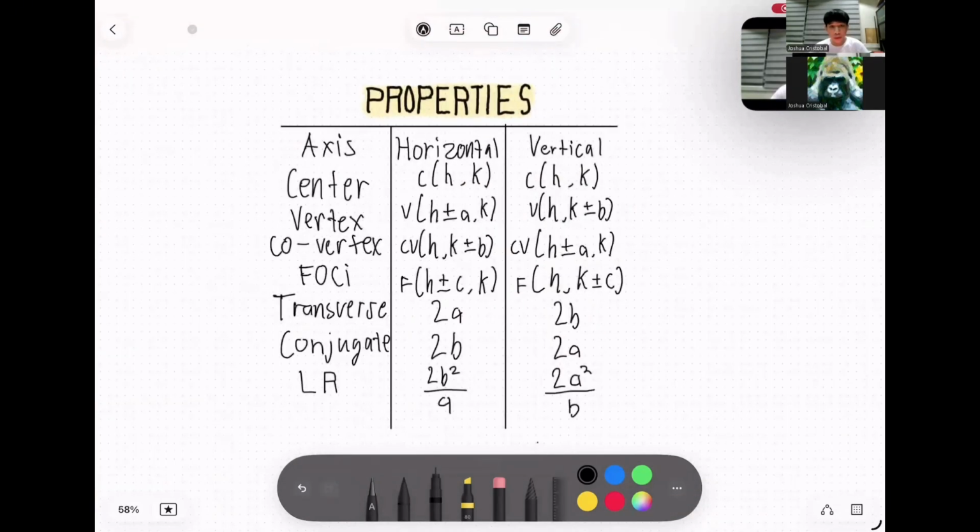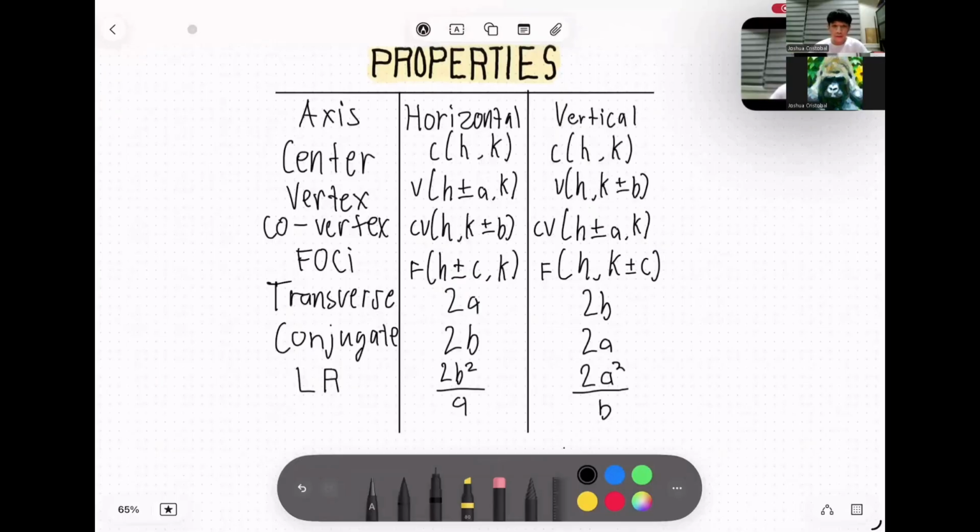This is the table of properties for a hyperbola. Given the axis horizontal, the center will be at (h, k), the vertex will be at (h ± a, k), the covertex will be at (h, k ± b), the foci will be (h ± c, k), the transverse axis would be 2a, the conjugate axis would be 2b, and the latus rectum will be 2b squared over a.